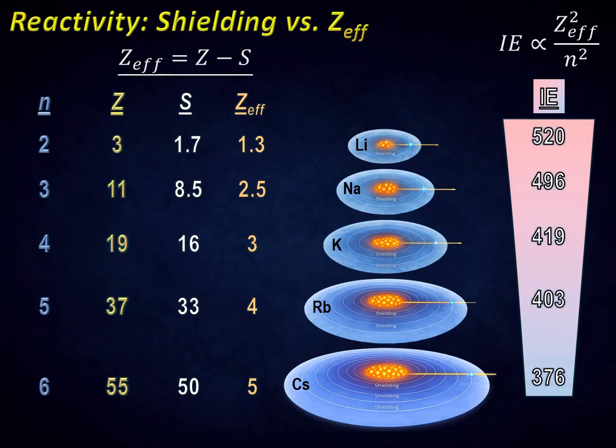And because the electron is farther away and heavily shielded, the ionization energy drops. Lower ionization energy means the electron is easier to remove. And that's why reactivity increases as you move down the alkali metals. It's not because the nucleus is weaker, but because the shielding and distance make the outer electron easier to lose. Reactivity isn't random. It's the balance between nuclear charge, shielding, and distance.